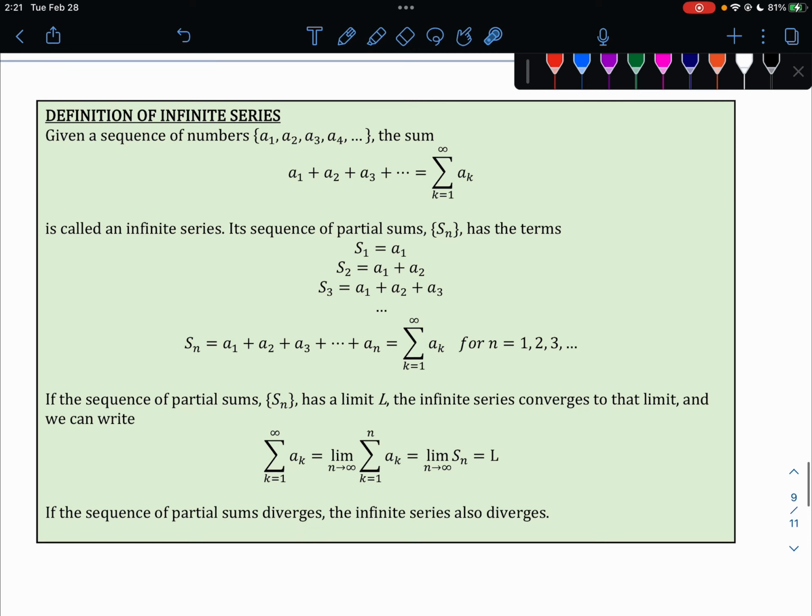All right, and then we're going to talk about the definition here of an infinite series, which is kind of what that's talking about here. Even if it's not going to actually be an answer, we can figure out its limit. So given a sequence of numbers with this sum is an infinite series. Its sequence of partial sums has the terms like this. If the sequence of partial sums has a limit L, this infinite series converges to that limit, and we can write that this equals that limit L. If the sequence of partial sums diverges, then the infinite series also diverges.